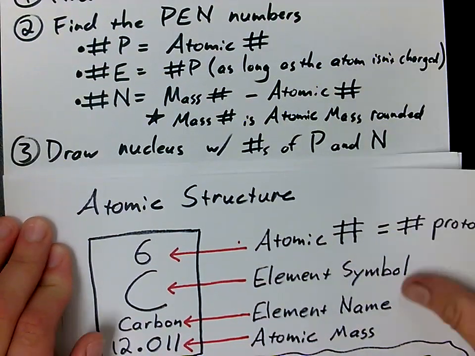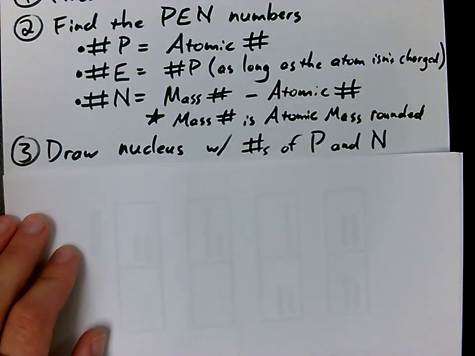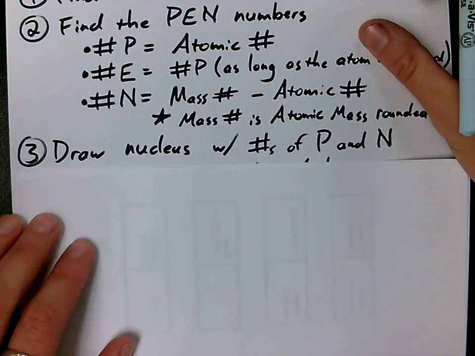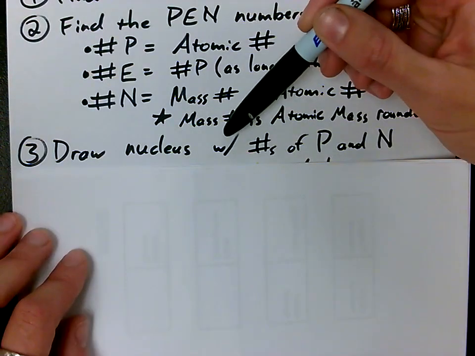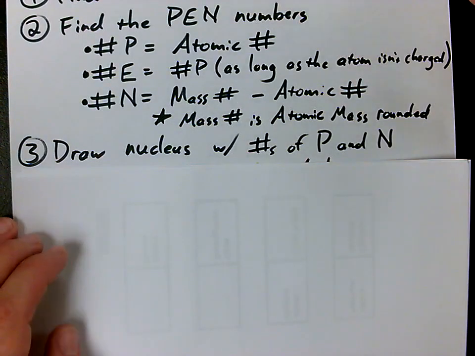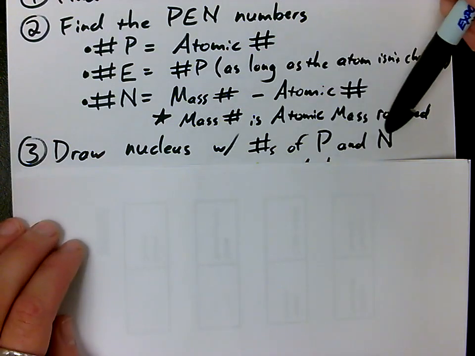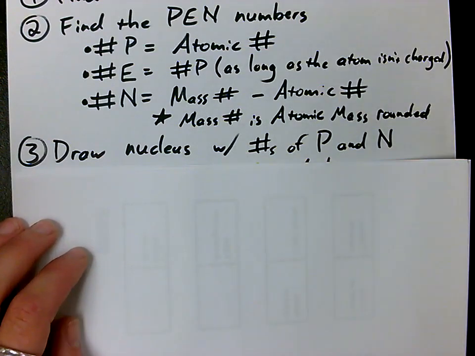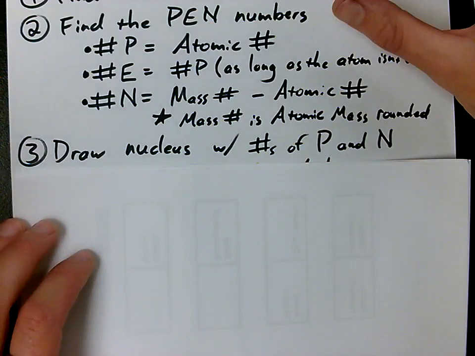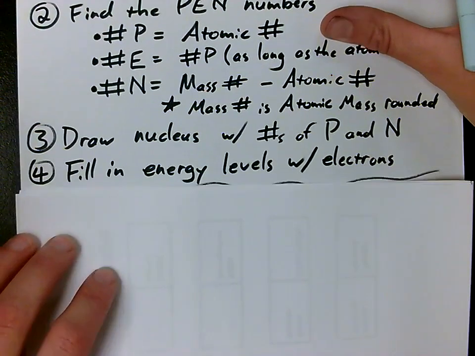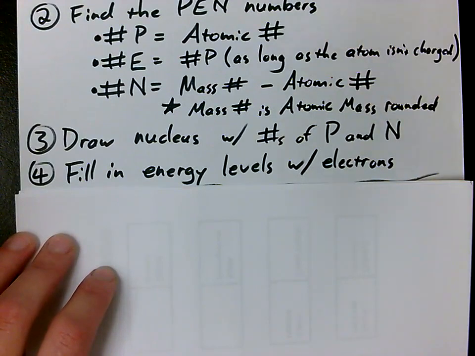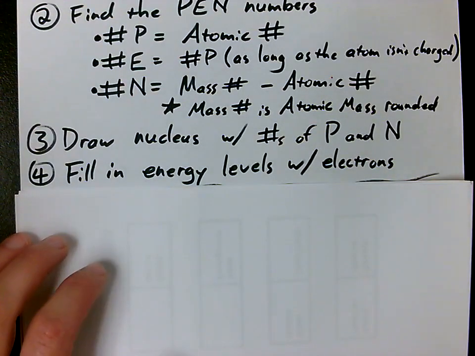Step number 3 is where we start actually drawing our Bohr model. So we're going to start out by drawing a nucleus with, this is my abbreviation for with, a W with a little slash. Draw a nucleus with the numbers of protons and neutrons. And you'll see how I do that in a minute. For right now, just write this down. And remember, pause this as needed to get these written down. Our last step is to fill in the energy levels with electrons.